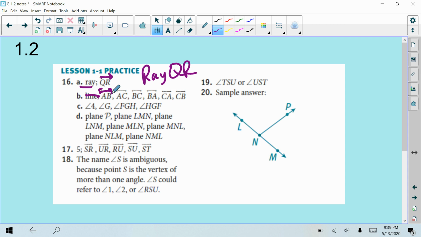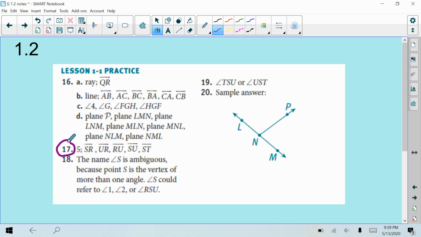C, it can be called angle 4, angle G, angle FGH, HGF. Make sure the vertex is in the middle. D, there's a lot of different ways to name it. Make sure you pick 3 points or the 1 letter that is not a point. 17 is a more advanced question, kind of like I was talking about. There's some harder ones just to get you thinking a little bit more. So if you missed that one, don't worry too much about it.